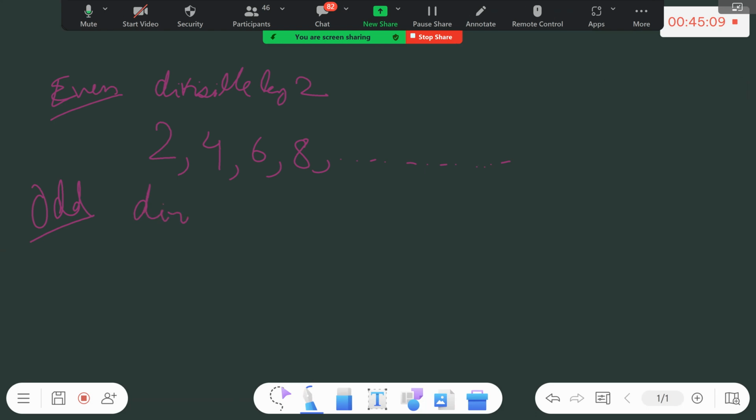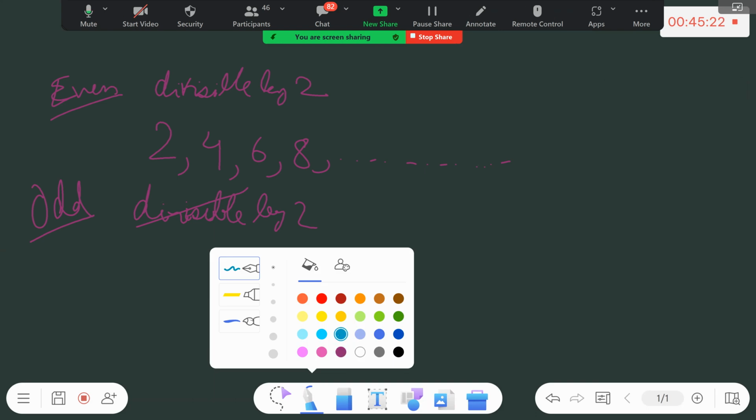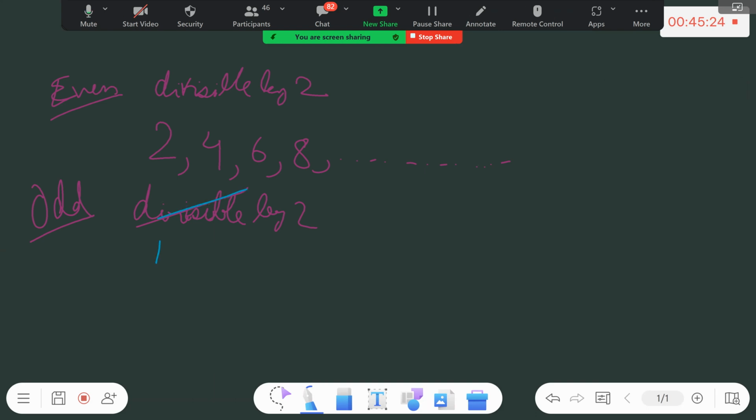Which are not divisible by 2? And what are those, the odd numbers? They start from 1: 1, 3, 5, 7, 9. Whatever natural number you might have. Not whole numbers, not integers.